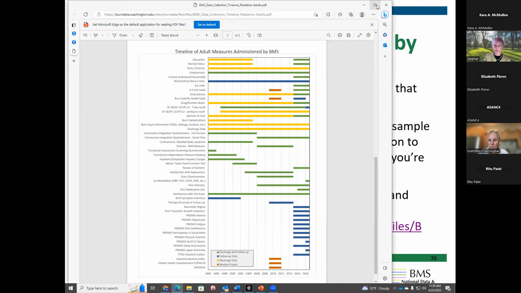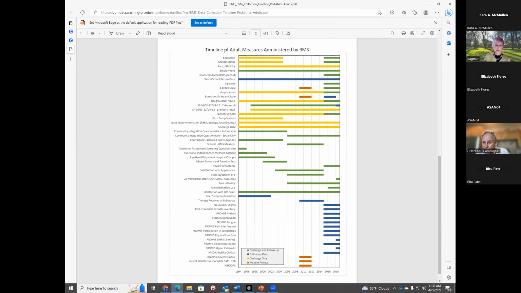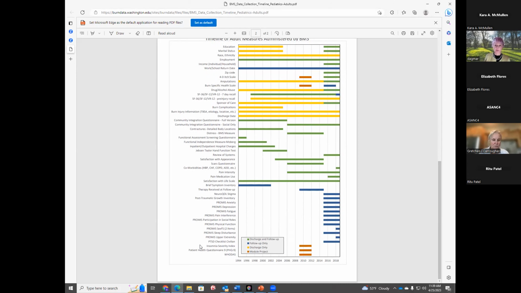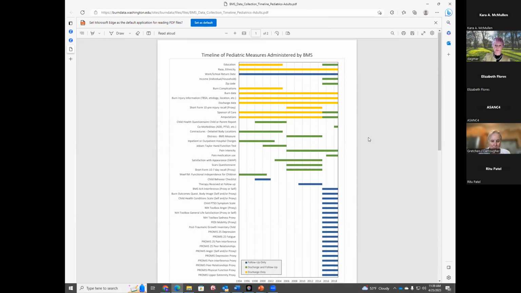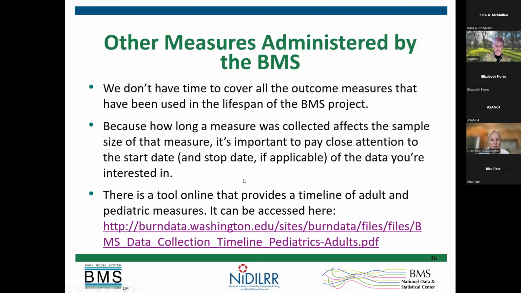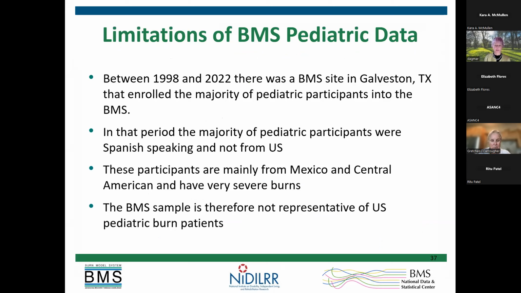And I know this is little and difficult to see, but it gives you the specific domain or question that we were asking, and it shows you for each year when it was administered. And this is for adults. And then we also have the same measure for pediatrics. So if you're considering using our data, this is a very good place to start to look at what was administered, how much data there may be available in our database.